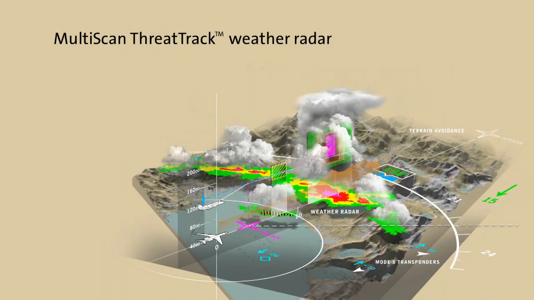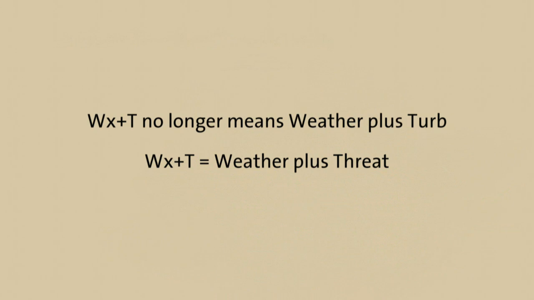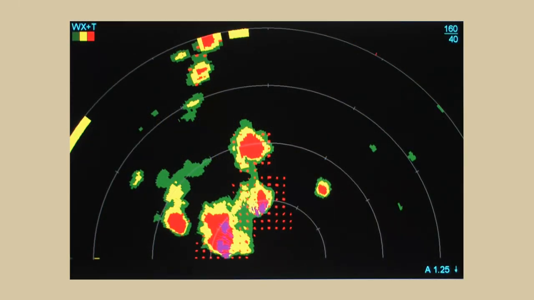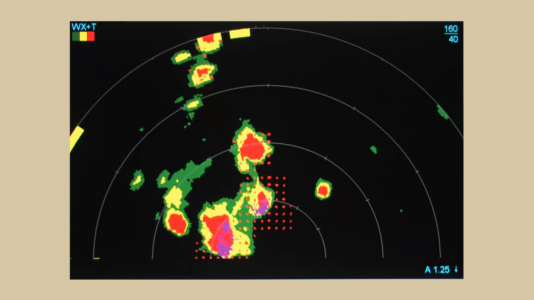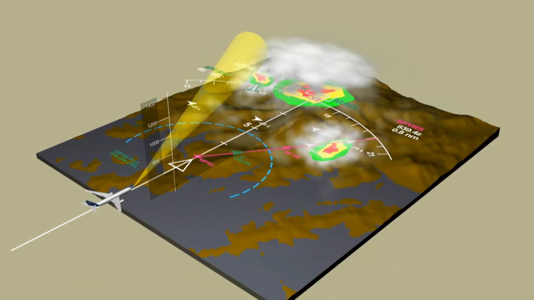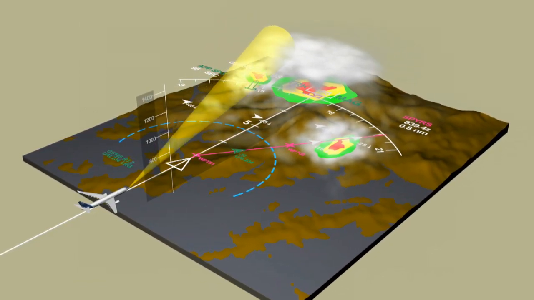MultiScan's new ThreatTrack radar provides 5 new analysis tools and new iconic information that enables flight crews to better assess actual thunderstorm threats. Remember from Module 1 that WX plus T now stands for Weather plus Threat. When Weather plus Threat is selected, MultiScan's ThreatTrack features are added to the essential automatic MultiScan capabilities previously described in Modules 1 and 2.